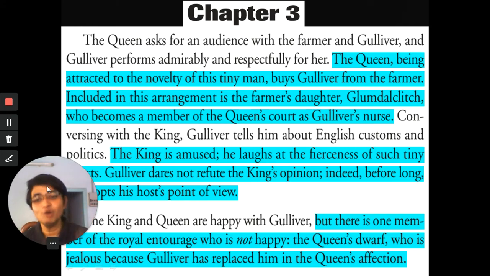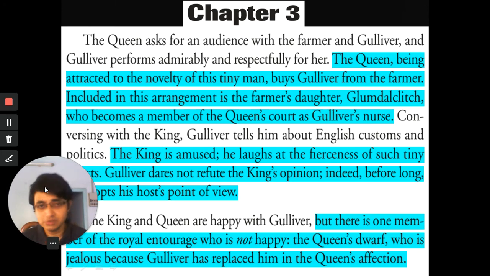They have bought both Gulliver and Glumdalclitch as the companion of Gulliver, who will take care of Gulliver, and who becomes a member of the Queen's court as Gulliver's nurse. So Glumdalclitch becomes actually part and parcel of the Queen's retinue. And conversing with the king, Gulliver tells him about the English customs and the politics. So Gulliver becomes very much interested in revealing the superiority of the English culture, the English custom, the English politics.